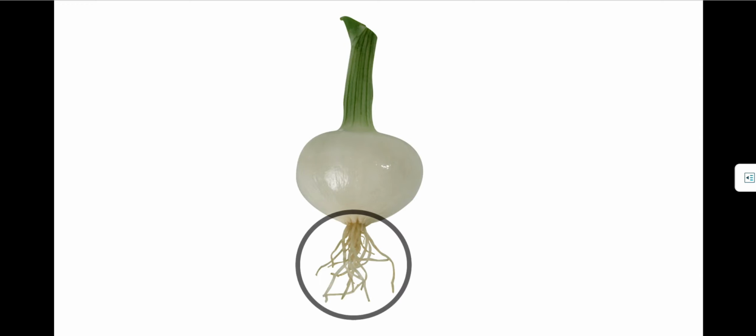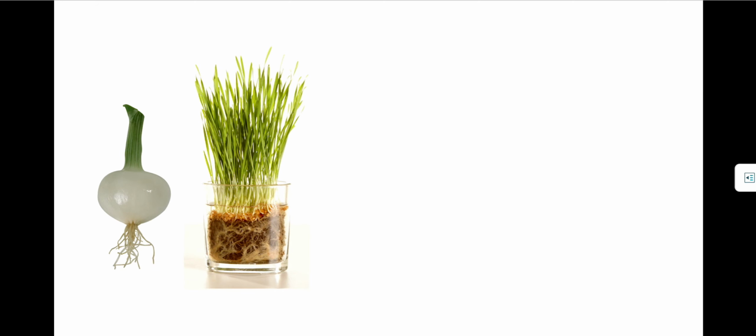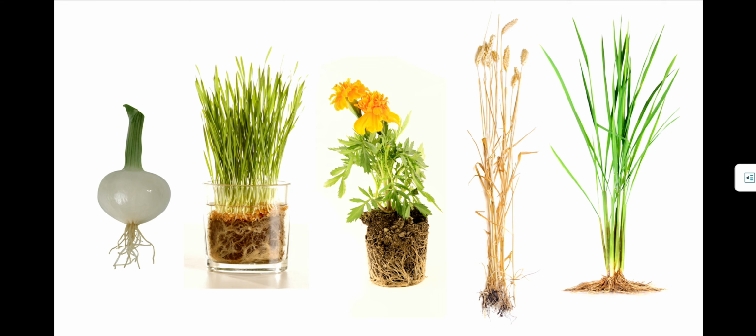Onions have fibrous roots. Fibrous roots are very thin and have a lot of branches. Many other plants also have fibrous roots, such as grass, marigolds, wheat, and rice.